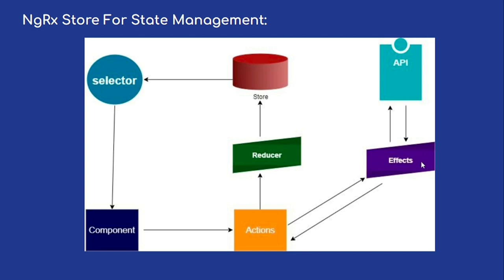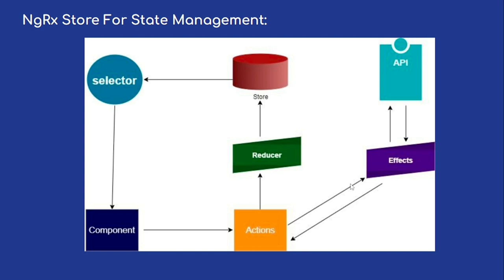This effect gets triggered when the component invokes a particular action. All these are interrelated. So the component calls one particular action, and that action can invoke an effect. In that effect, we will write the API call invocation logic. Once the API call is successful and we receive the response, the effect in reverse will invoke the action method, and it will also pass the response data into the action method. So an action can invoke an effect and an effect can invoke an action.